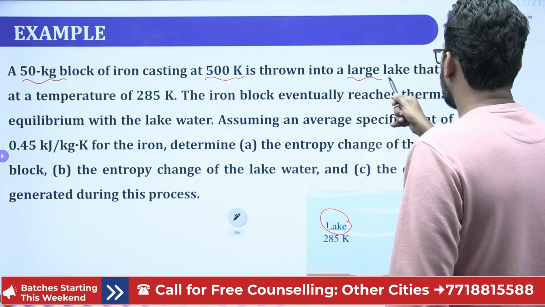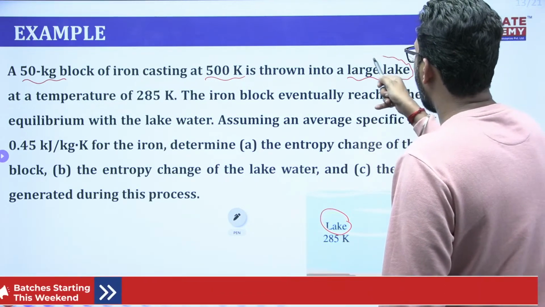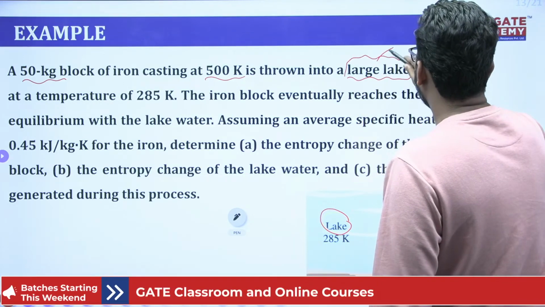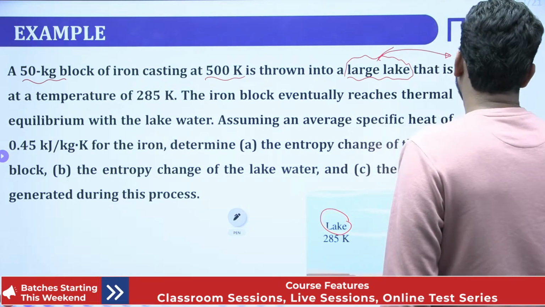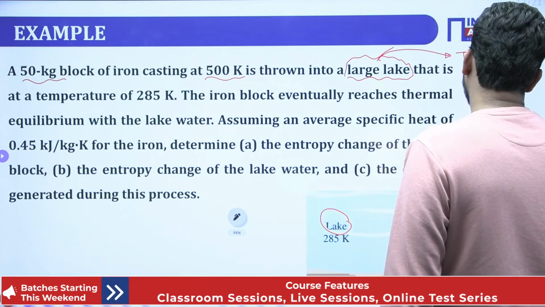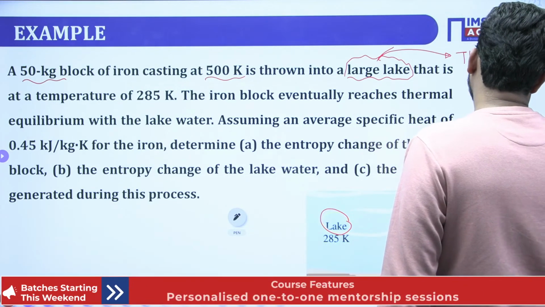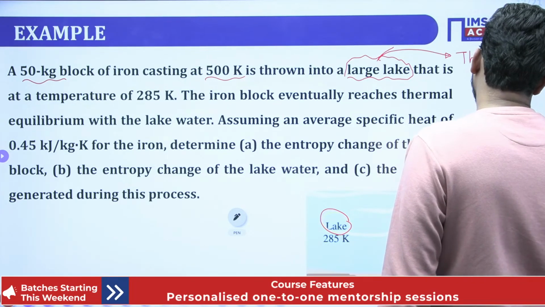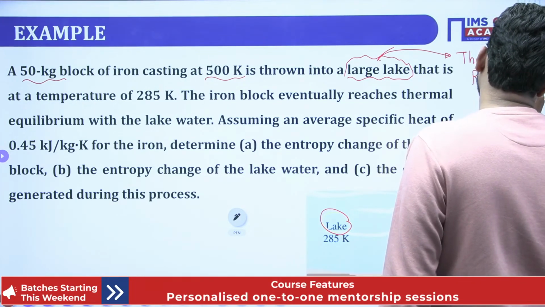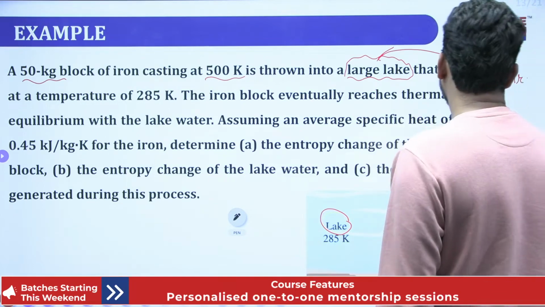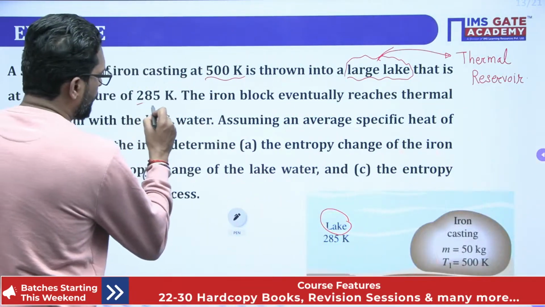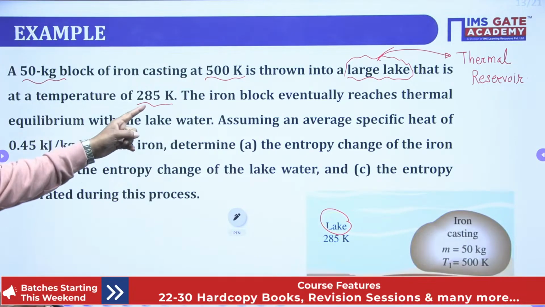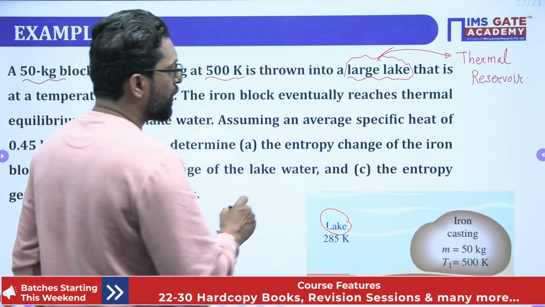What is the meaning of a large lake? The large lake means a thermal reservoir. It is at a temperature of 285 Kelvin. The iron block eventually reaches the lake temperature.